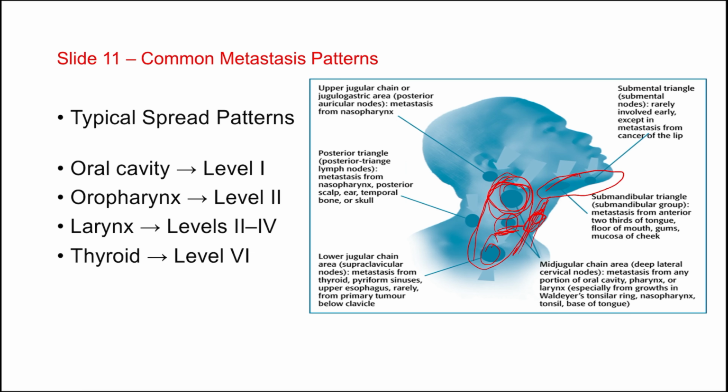Recognizing these patterns is extremely helpful in assessing and staging cancer cases. So, the oral cavity spreads to level 1, the oropharynx spreads to level 2, the larynx spreads to levels 2 and 4, and thyroid cancers spread to level 6.